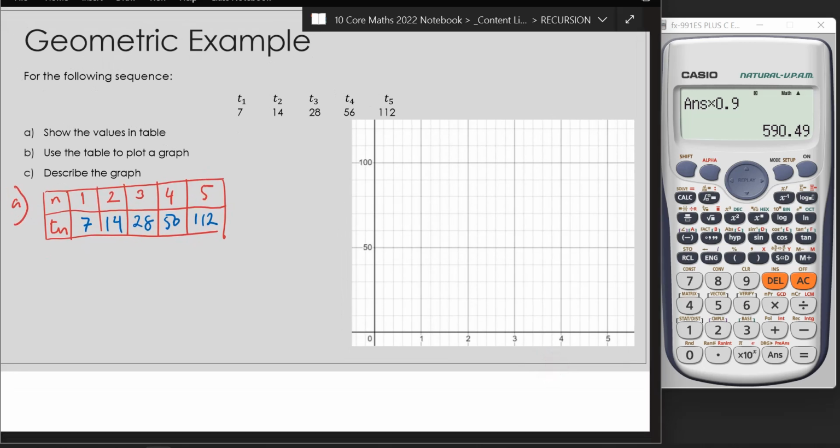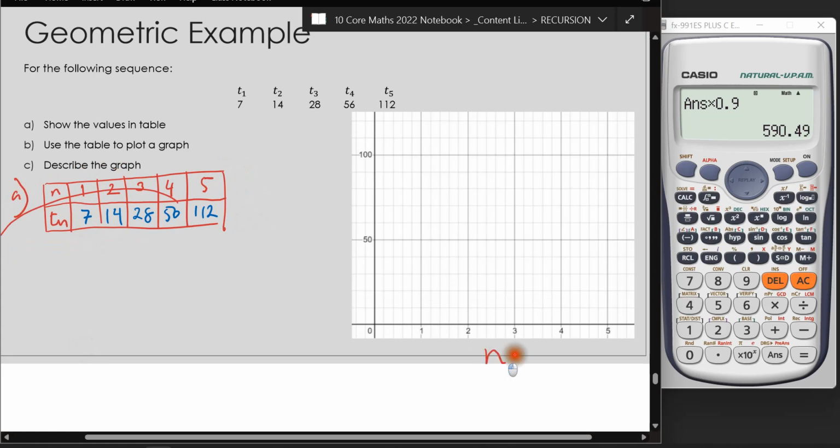On the graph, make sure you understand where n and tn are going to go. When I say n and tn, where are these values going to go? Okay, so n should be on the bottom because it's a term number. Tn should go on the y-axis, which is the value of that term. Okay, so let's plot this.